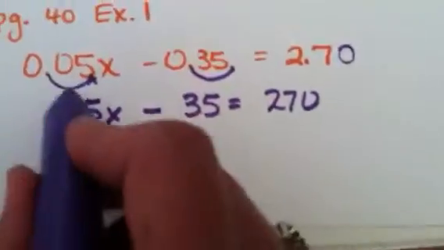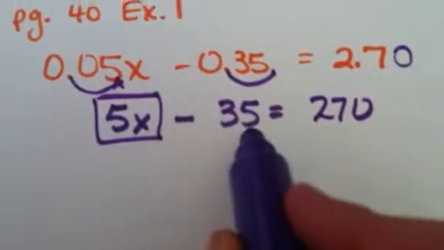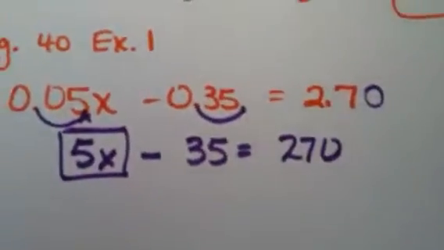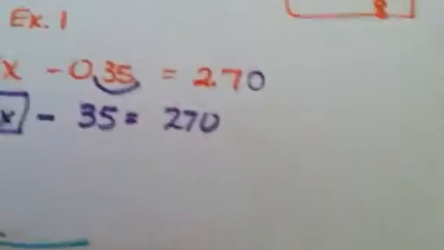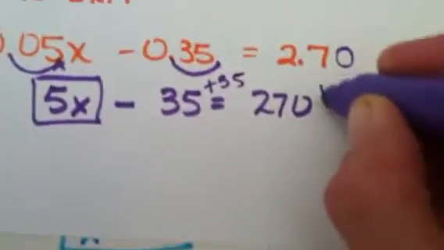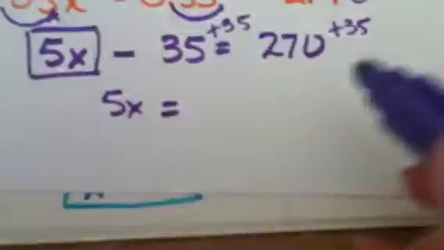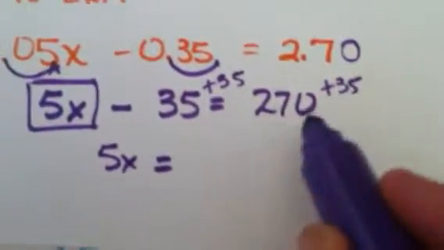Okay, now you're going to solve it the same way. Find your variable. There he is. I need to get rid of this extra stuff. It's a -35. So what you're going to want to do is add 35 to both sides. We're going to add 35 to both sides right there. So I've got 5x equals, let's see, that's going to be what, 305?